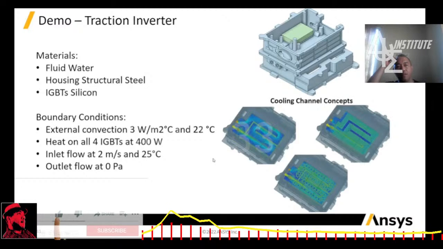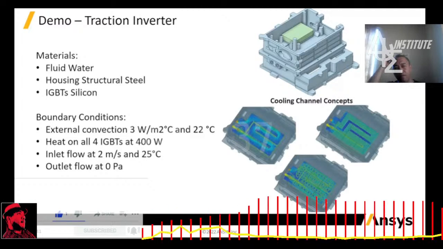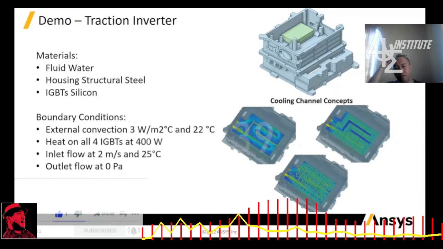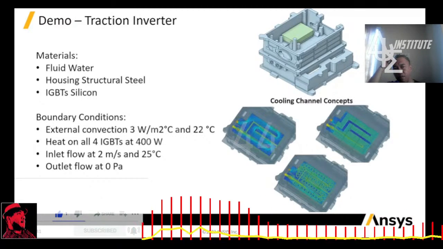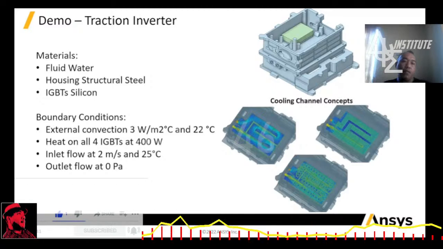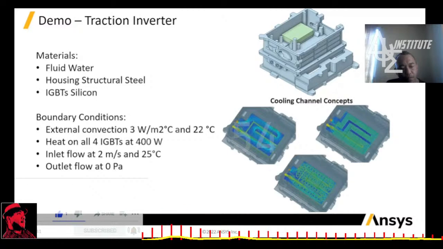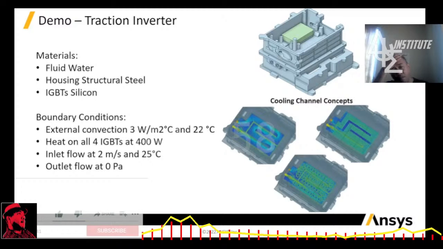So the second demo is about a traction inverter. A traction inverter is a device used often in the automotive industry. It's a power electronic device where you basically convert direct current to alternating current and vice versa. And you typically have IGBTs that get pretty warm, and you need some kind of forced cooling to bring the temperatures down to reasonable values so the whole thing doesn't melt.